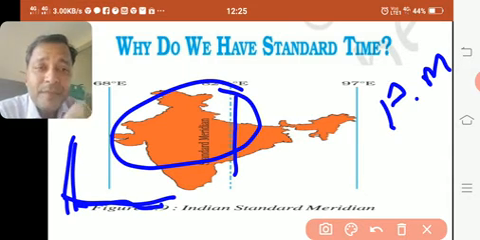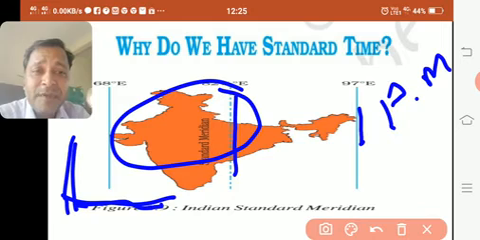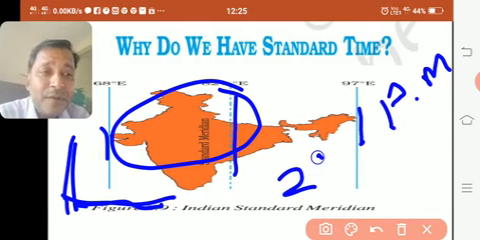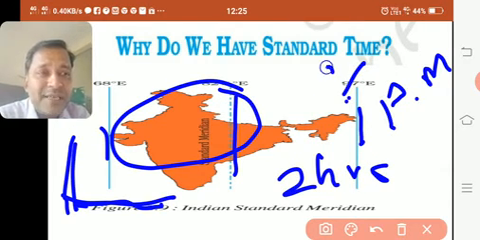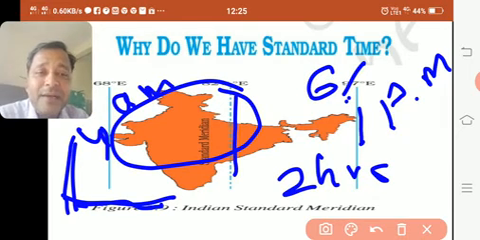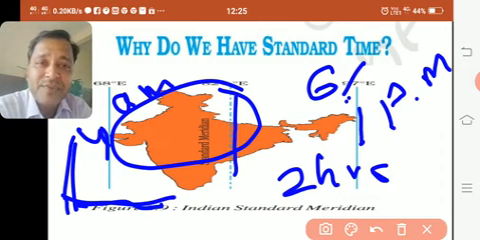So if you see, interestingly, from the east end, that is Arunachal Pradesh, to the west end, Gujarat, we have a time gap of 2 hours. 2 hours means the sun rises here first. So when it is 6 o'clock in the morning here, it will be 4 a.m. here. So if anyone talks about this, then what will happen? The person sitting here will have his time as 6 a.m. and the person here will be having 4 a.m.